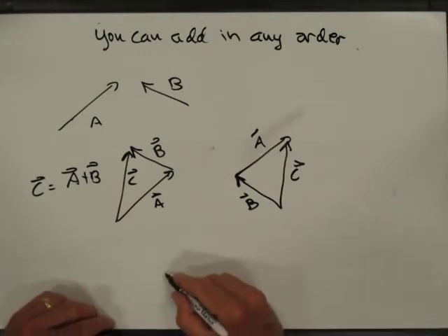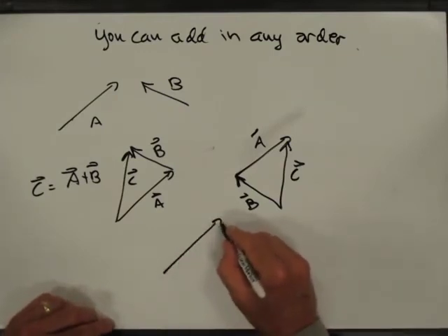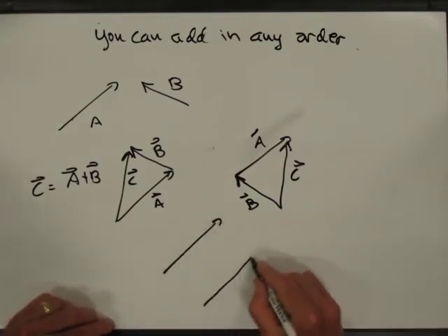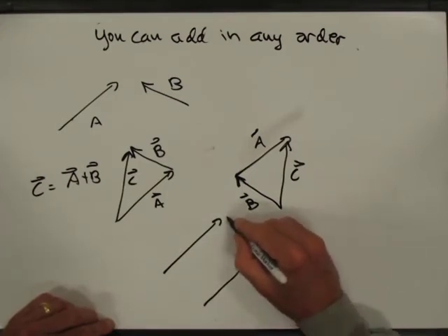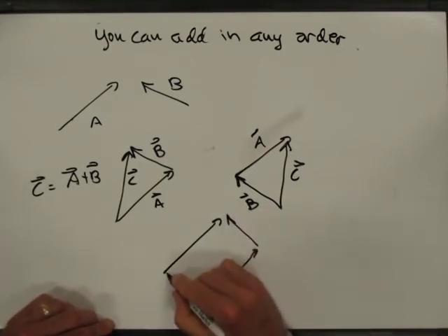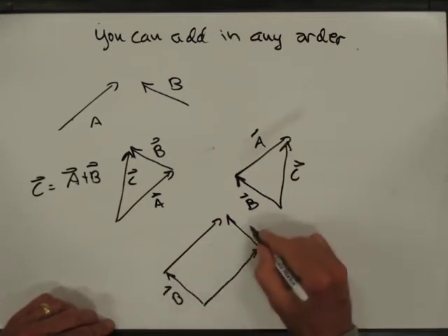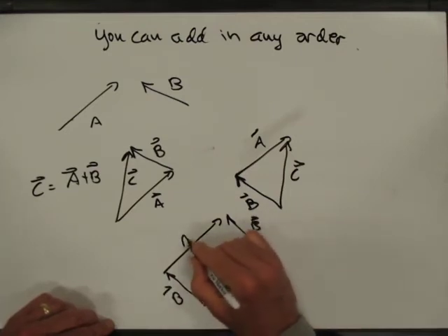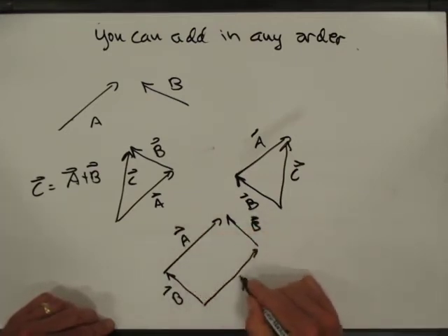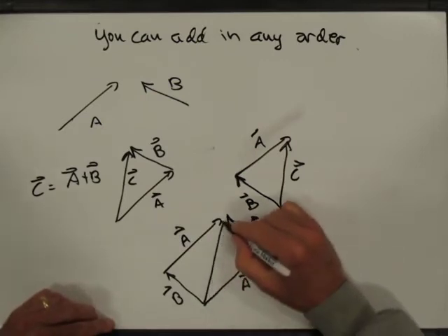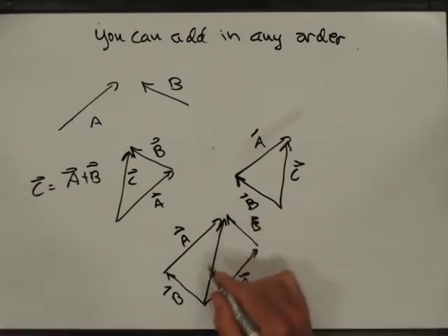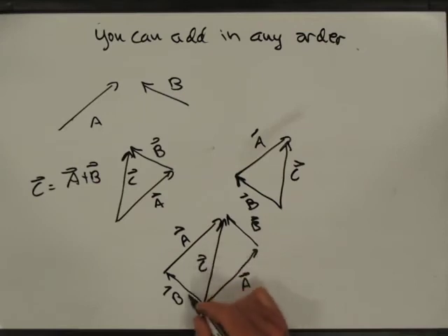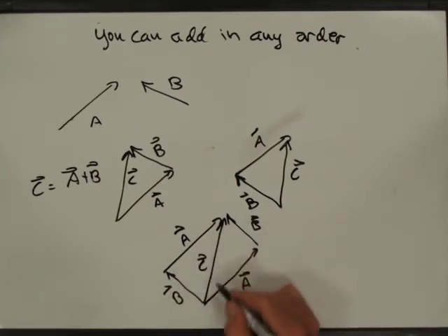In fact, if I draw a parallelogram with A's on this side and B's like that, if this is B and this is B and this is A and this is A, the diagonal of that parallelogram is C, and this is B plus A and this is A plus B, and it produces the same vector.